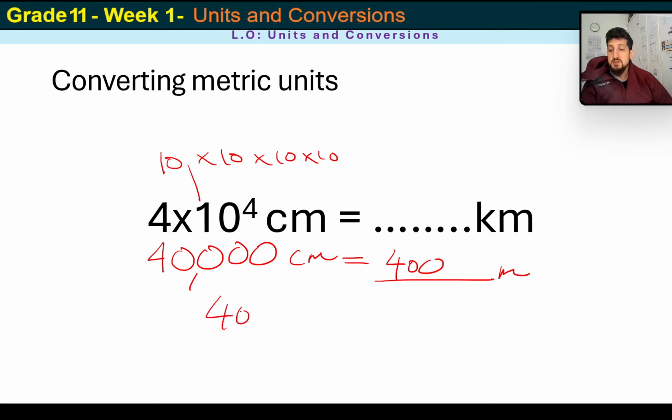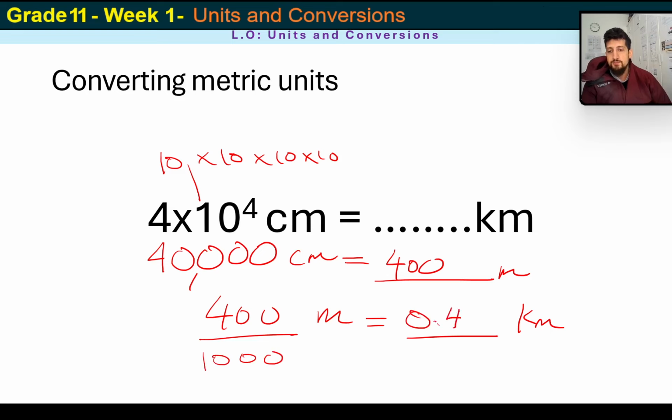And 400 meters is how many kilometers? Well, we know that 1 kilometer is equal to 1,000. Is this even close to 1,000? It's not. It's less than 1,000. So it's less than a kilometer. So you get to divide by 1,000 and it equals 0.4. If you want to be pedantic, you can go 0.400. Doesn't matter. 0.4.